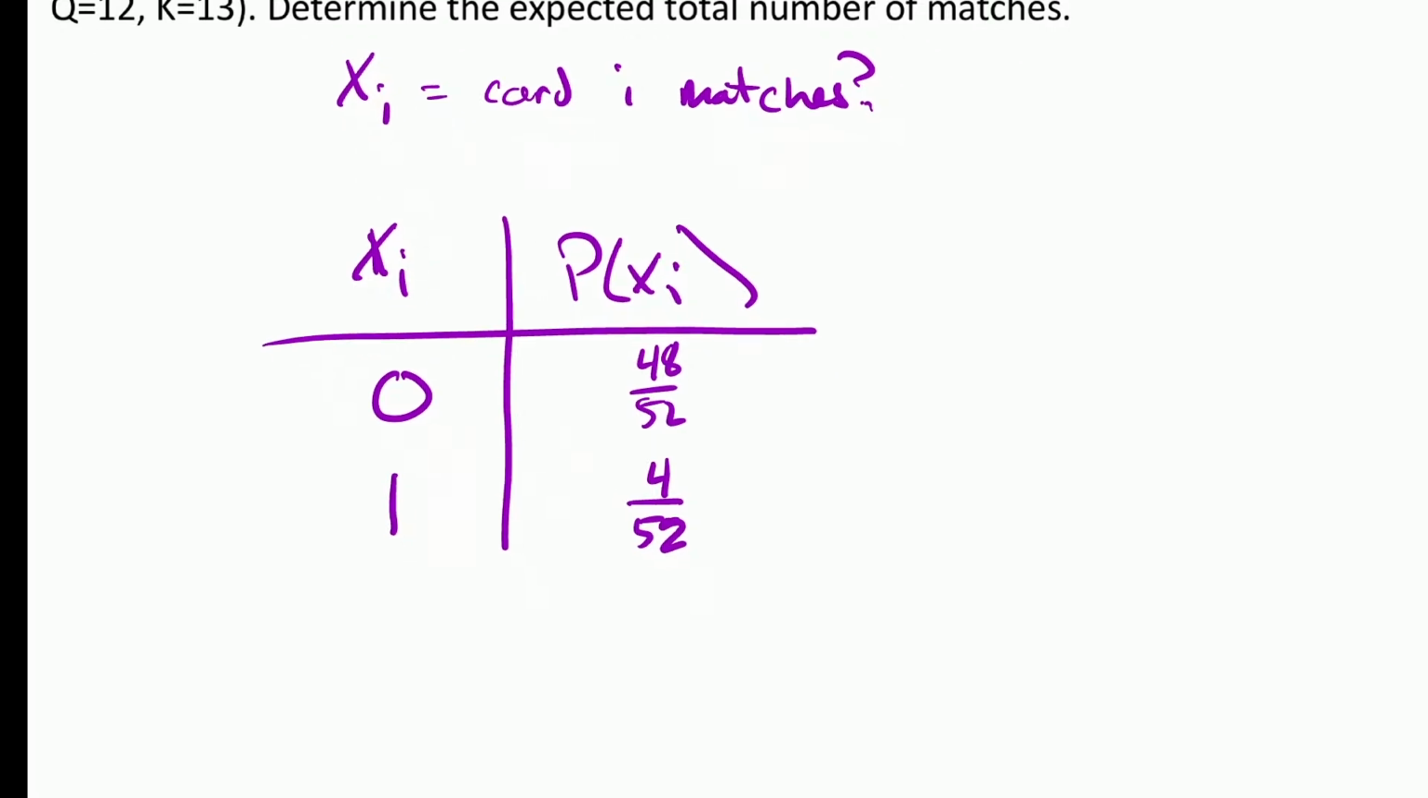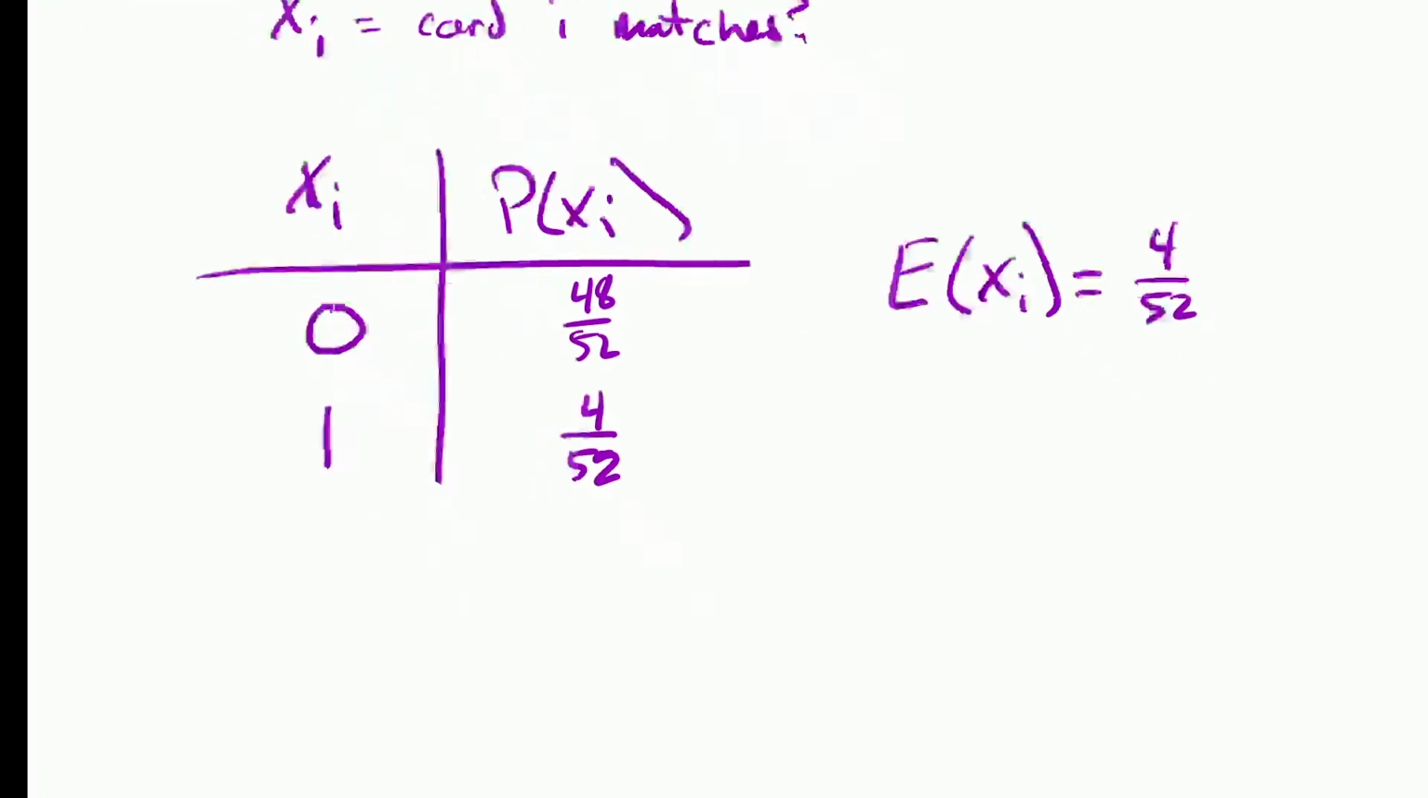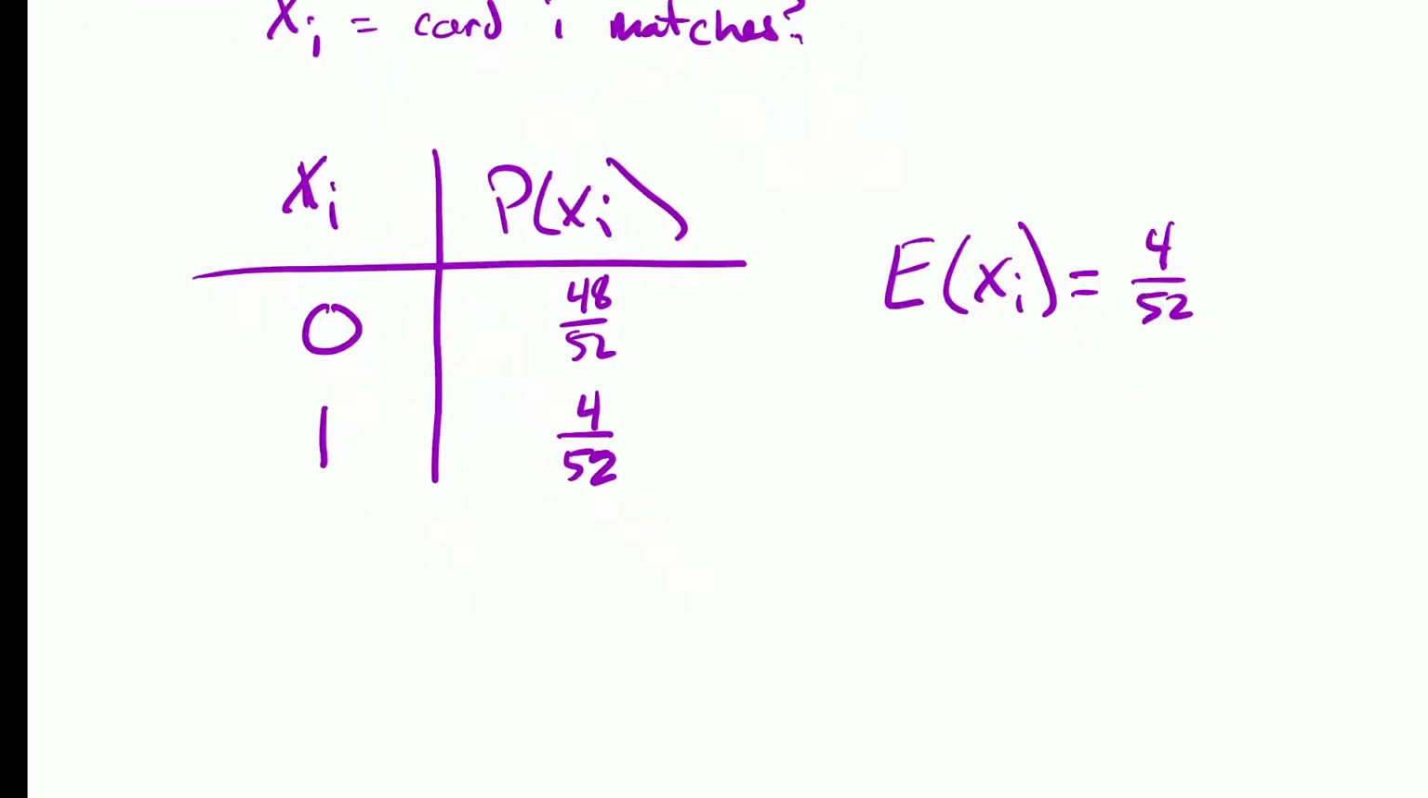Nolan, you know the expected value of this random variable, don't you? 4 out of 52. Yeah, 4 out of 52. Well, that's just this one. And now we'll go ahead and add them up because I know that's what you really want to do. But let's let Sarah do it. What's the expected value of the sum of these random variables?